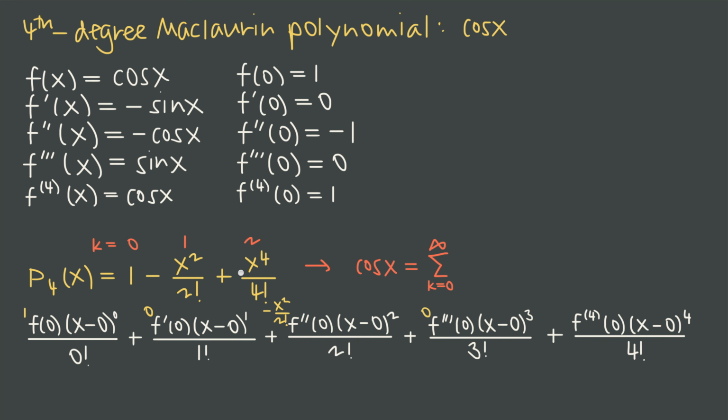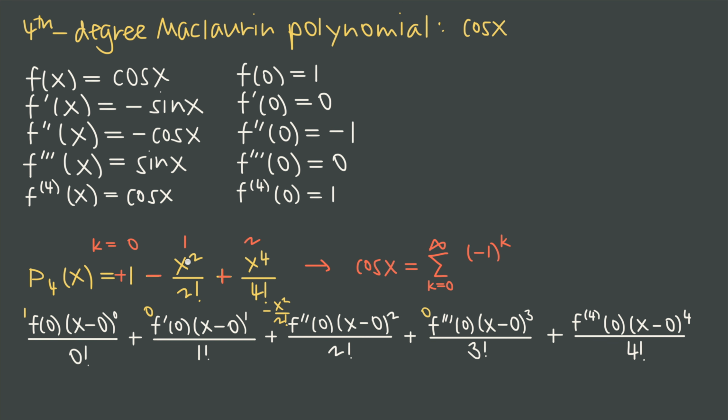So positive, negative, positive, which means we're going to have an alternating term, negative 1 to the k power, because when we raise negative 1 to the 0 power, we get a positive 1, positive here. When we raise negative 1 to the 1, we get negative 1, so we get negative here. And then when we raise negative 1 to the 2, we get positive 1, so we get the positive here. So we take care of the sign pattern with a negative 1 to the k.